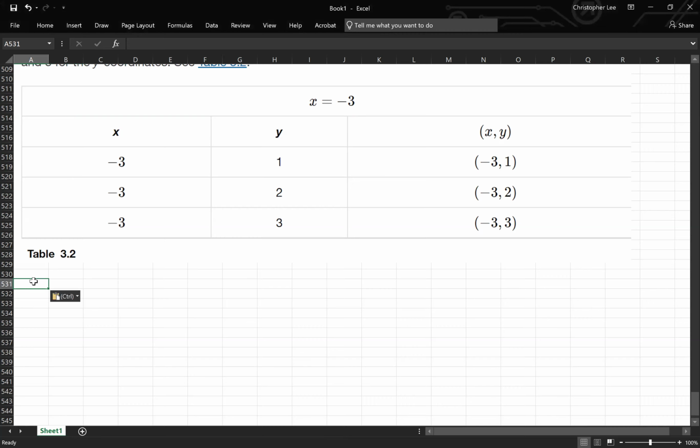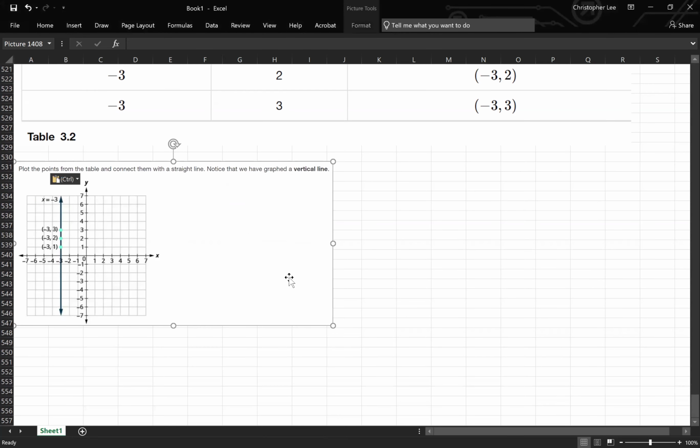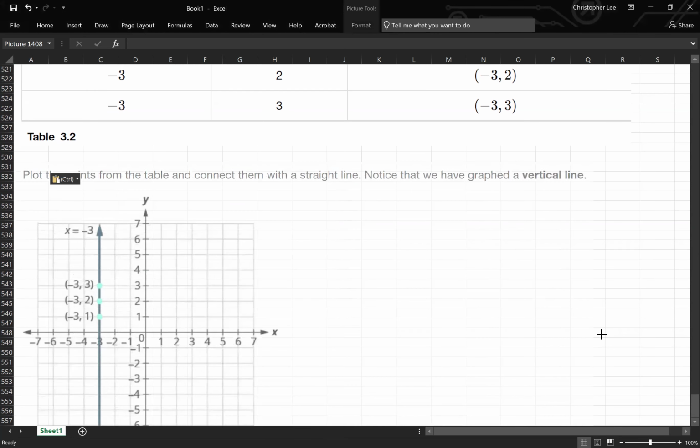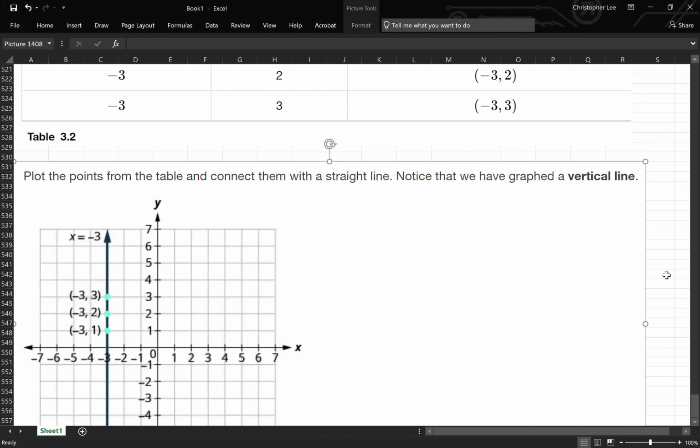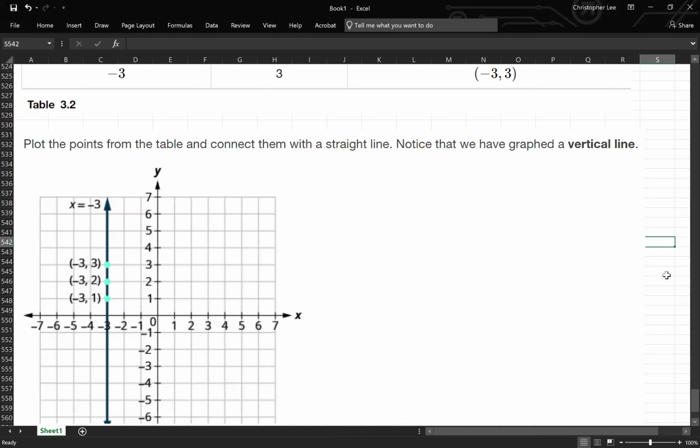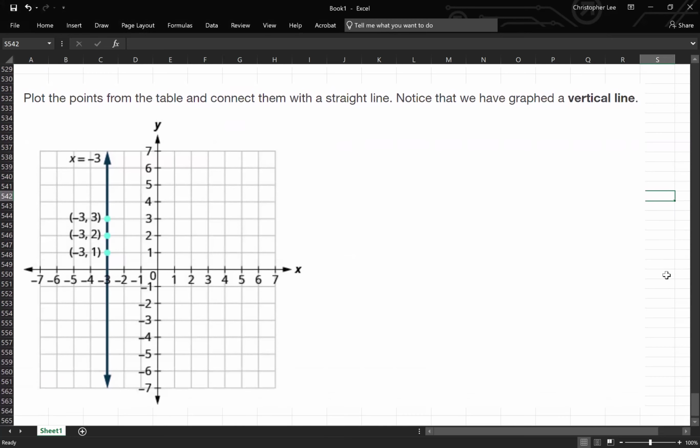And then just to show you what that's gonna look like, here it is. All right. So you plot the points from the table and you connect them in a straight line, right? So here's our points: -3, comma 3, -3, comma 2, -3, comma 1. Those are our 3 points. The line goes straight through the x-axis at -3, and that's it. Right? Vertical line. Questions on this?